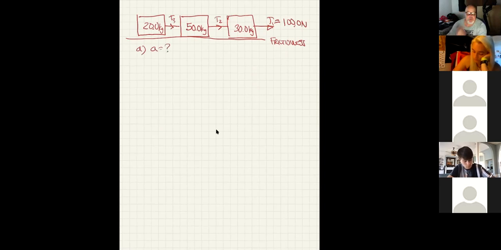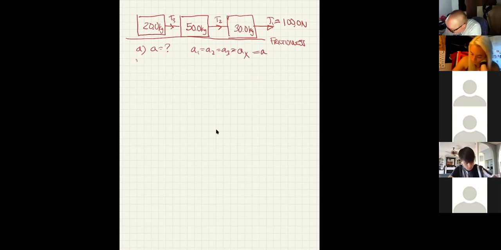And by the way, I'm assuming the ropes aren't getting slack or stretching, so that if the front block moves 1 inch, all the blocks move 1 inch to the right. If the front block moves 1 inch in 1 second, then all the blocks move 1 inch in 1 second. So they all have the same velocity. Not only that, if the front block goes from 1 inch per second to 2 inch per second in 1 second, then so will the second block, so will the third block. So the accelerations are all the same. So A1 is equal to A2 is equal to A3, which equals A sub X, which I'm going to call just plain A.